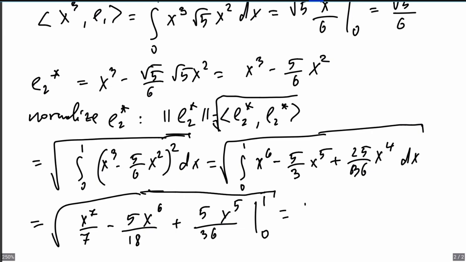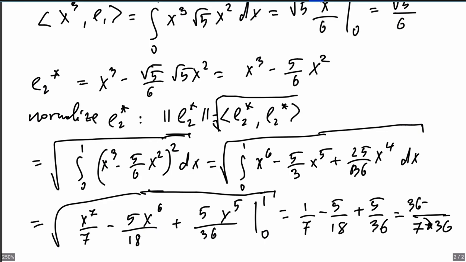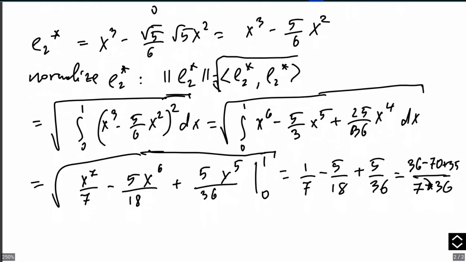At 1 we get 1 over 7 minus 5 over 18 plus 5 over 36. The common denominator is 7 times 36, and this is then 36 minus 10 is 16, 36 minus, so this 14 times 5, this is 70, and this is 35. So altogether this is 1 over 7 times 36, the length.